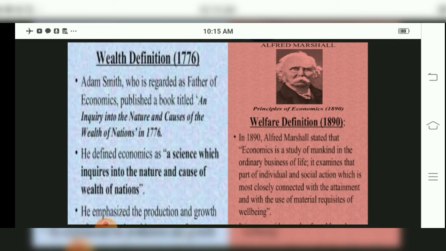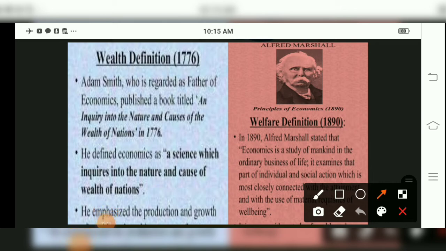Now we have seen that Professor Adam Smith, children, is called what? Father of modern economics. So we'll see that Professor Adam Smith has written a book, that is the Wealth Definition, in the year 1776. He is also regarded as the father of economics, and published a book titled An Inquiry into the Nature and Causes of the Wealth of Nations. Professor Adam Smith has defined economics as a science which inquires into the nature and cause of the wealth of nations. See, keep in mind what they have told.